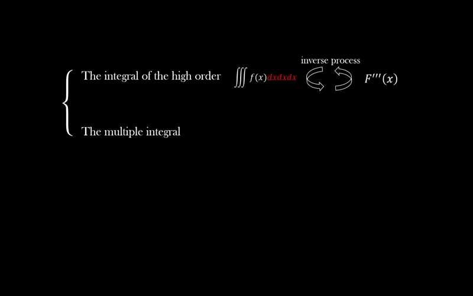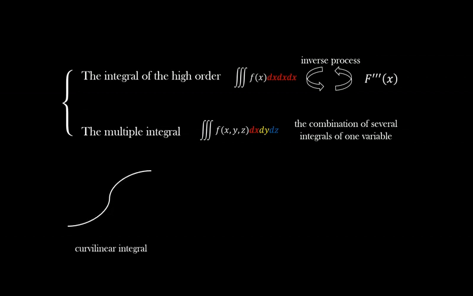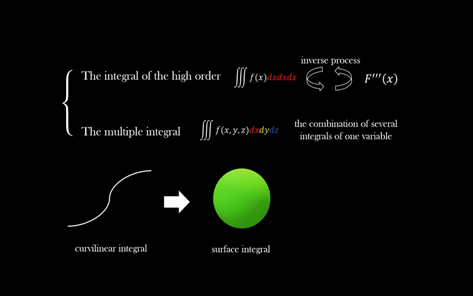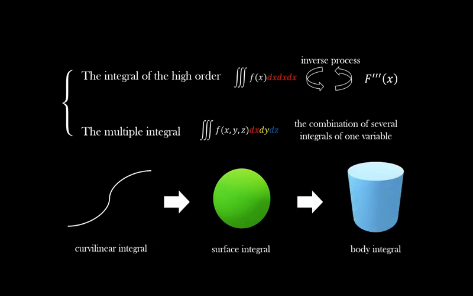But it is another matter when considering the situation where the curvilinear integral is independent of the path of integration. The integral of the high order is totally different from the multiple integral as this. The integral of the high order is the inverse process of the differential of the higher order, while the essence of the multiple integral is the combination of several integrals of one variable. Considering the division from the geometrical perspective, the multiple integral should be regarded as the body integral which inherits with the curvilinear integral and the surface integral.